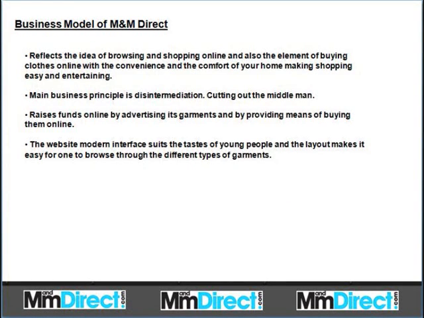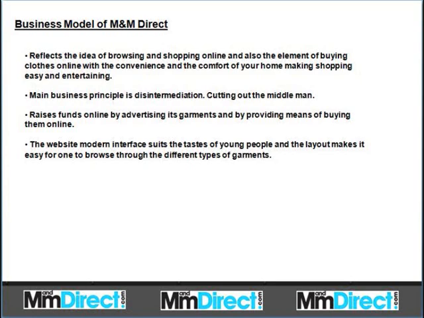Business model of M&M Direct. We have chosen M&M Direct because it meets the requirements that a dynamic website must have. Their main business principle is disintermediation, in other words, cutting out the middleman. M&M Direct raises funds through the website by advertising its garments and by providing means of buying them online.